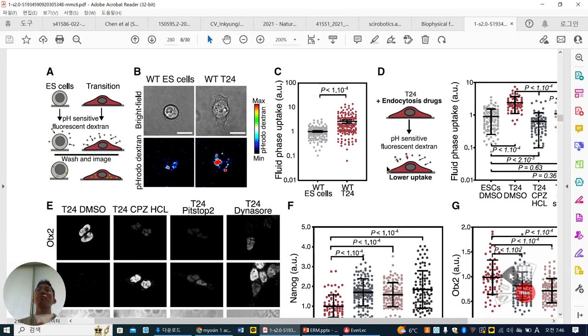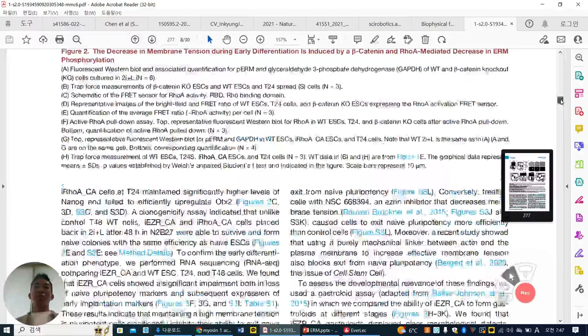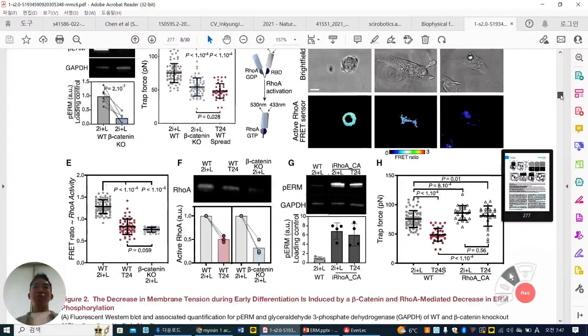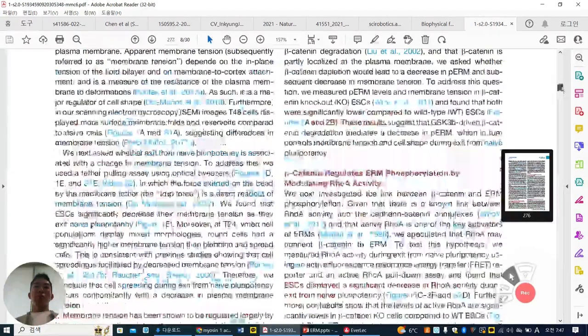So I have one more question. In my knowledge, when a cell is spreading, Rho-A is activated. But in this paper, they said that when cells are spreading during the early differentiation, Rho-A is inactivated.